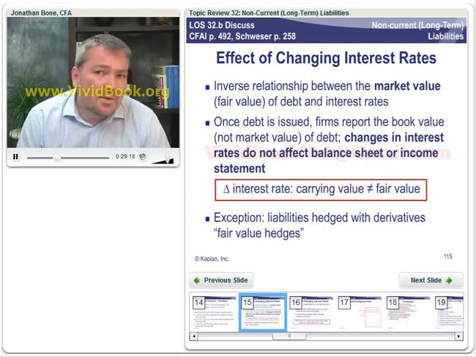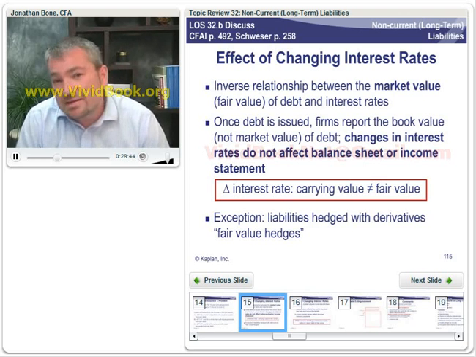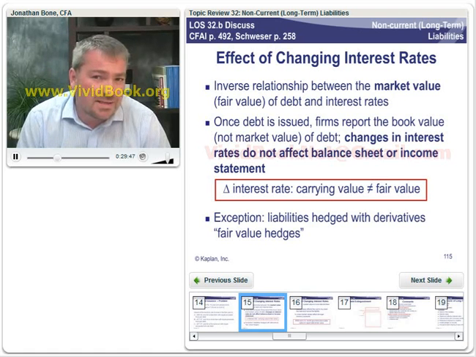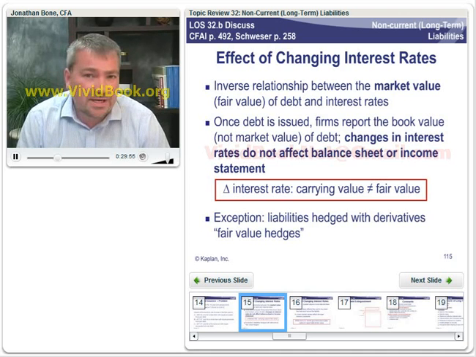Now, our second bullet point is just stressing the fact that when we look at the balance sheet, the carrying values we see are not the fair values of the debt. They're not the market values. As a result, when interest rates change, it does not affect the balance sheet or the income statement, because the carrying value, remember, is the initial proceeds plus any amortized discount, or the initial proceeds minus any amortized premium. Which means, therefore, that carrying value does not equal fair value when interest rates change.